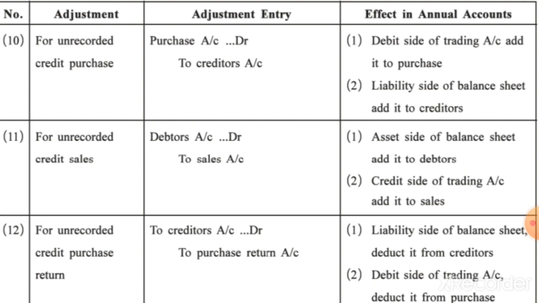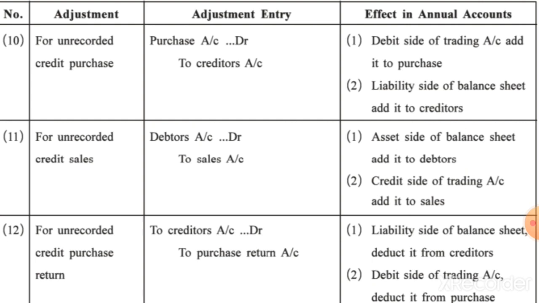So over here with purchase, always creditors would be there. So the journal entry would be purchase account debit to creditors account credit. So the first entry would be on the debit side of trading account, you have to add in the purchase, because previously that was not recorded in the books of accounts. Now that much amount of purchase is to be recorded, that's why it would be added in the purchase on the debit side of trading account.